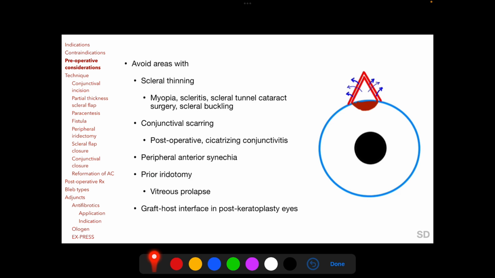When selecting a site for trabeculectomy, areas which need to be avoided include those with scleral thinning, such as may occur in patients with myopia, prior scleritis, prior surgery such as scleral tunnel, cataract surgery, and scleral buckling; areas with conjunctival scarring such as may occur following surgery and in patients with cicatrizing conjunctivitis; areas with peripheral anterior synechia; areas adjacent to a prior iridotomy because of the risk of vitreous prolapse; and in post-keratoplasty eyes, the superior scleral area nearest to the graft host interface should be avoided.